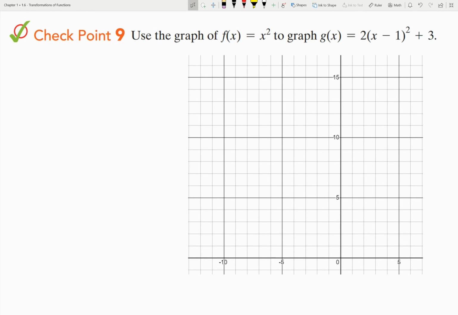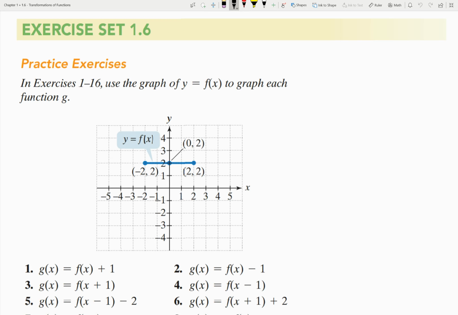Okay, let's try one more of those with my got it problem, or my checkpoint problem. Okay, so same idea here. Start with the vertex, right 1 up 3, stretch it by a factor of 2. So instead of going right 1 up 1, we go up 2, 2, 4, 6, 8. And that'll be good for this graph because it's skinny. And that was everything for section 1-6, transformations of functions.